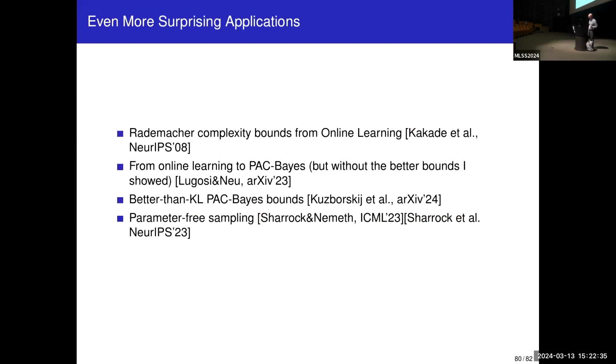Okay, so I'm basically done. I just want to mention other surprising applications of online learning that are out there. These are, by the way, not the first times that people use online learning to do something completely different. For example, already in 2008, people used it to prove Rademacher complexity bounds using regret guarantees. There is also a very recent paper by Gergo and Gabor about using online learning to prove PAC-Bayes bounds in a similar way to what I did, but without obtaining better bounds. They just recovered the known bounds using a different way.